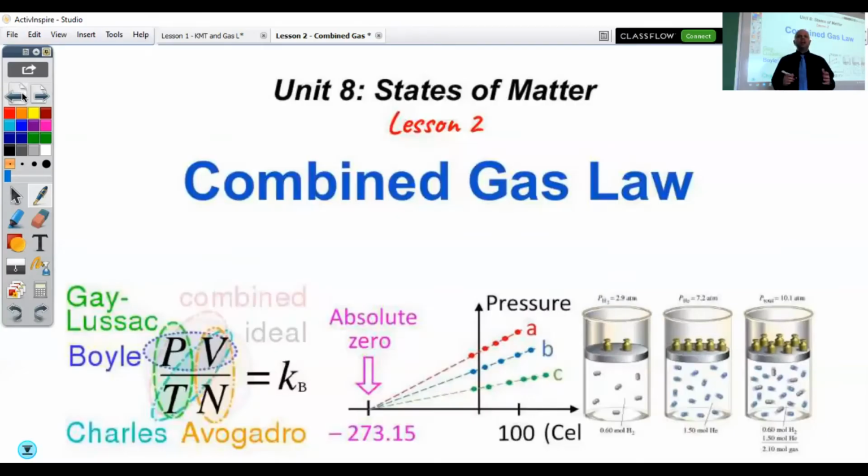Hello, everyone. Today we're going to talk about lesson 2 on the combined gas law. The combined gas law is actually going to show us that the first 3 laws that we learned about, Boyle's law, Charles' law, Gay-Lussac's law, can be combined into a single formula. So I'd like to begin by just reviewing each of the previous 3 gas laws that we've learned.